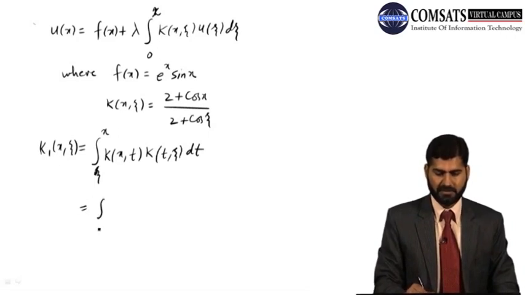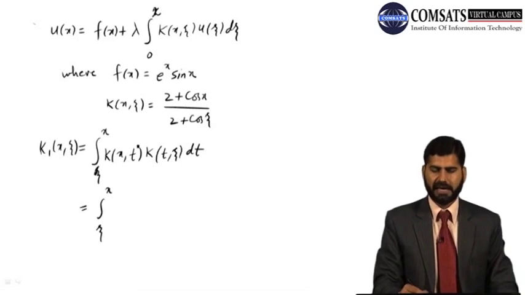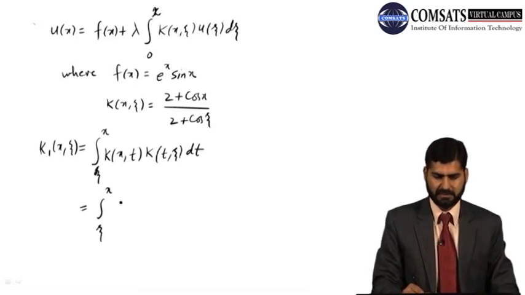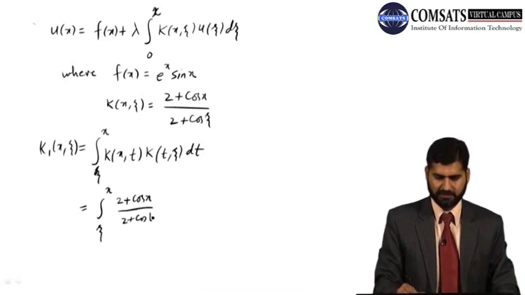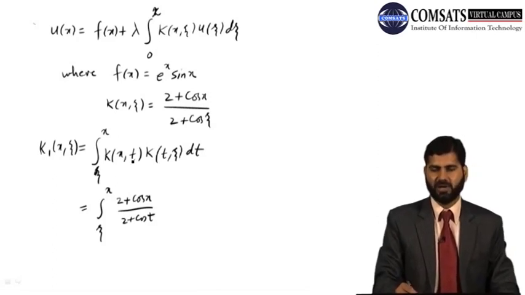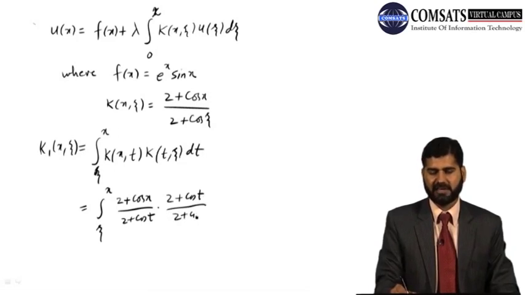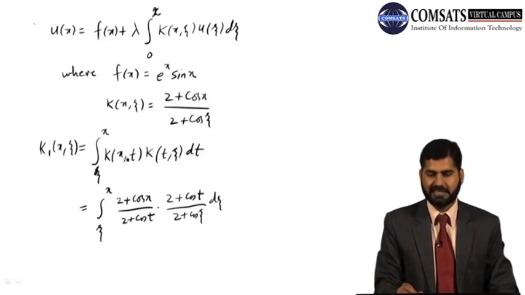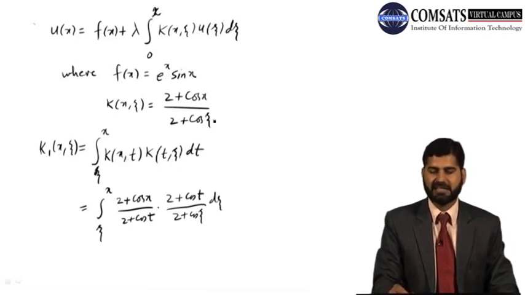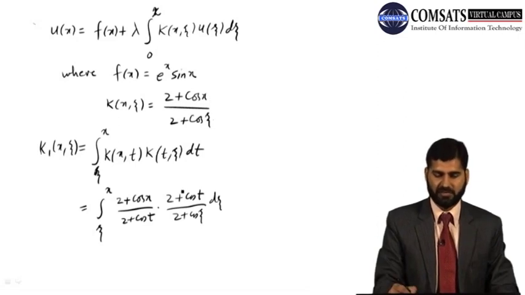So if we replace the values, k(x, t) is 2 plus cosine x over 2 plus cosine t, because we are writing for (x, t) now. So xi will be replaced by t. And then we are writing for (t, xi) as well. So 2 plus cosine t over 2 plus cosine xi. You have to be very careful. It's not the square, because here it is (x, t) and then (t, xi). Right? So you have to be very careful.